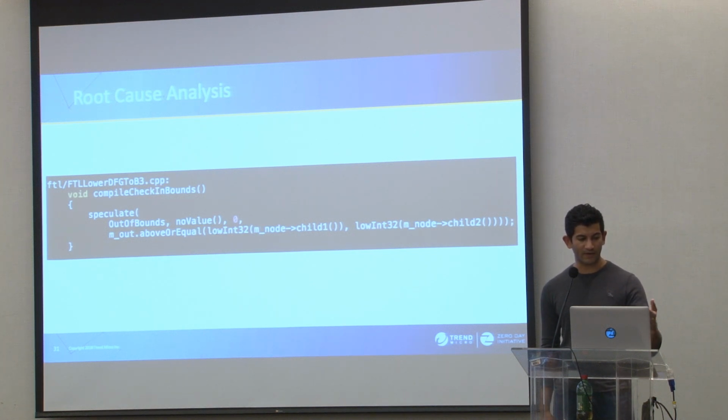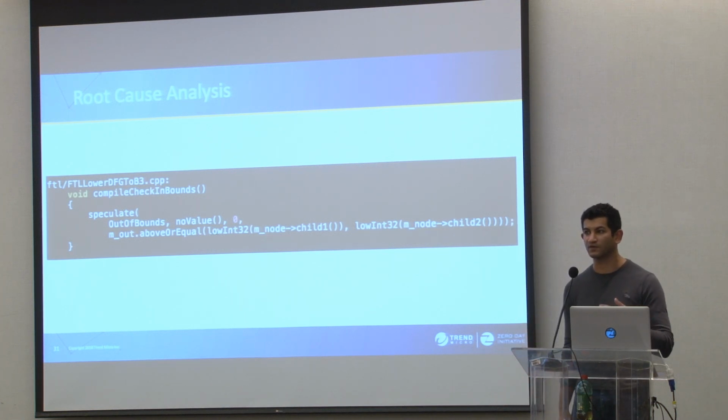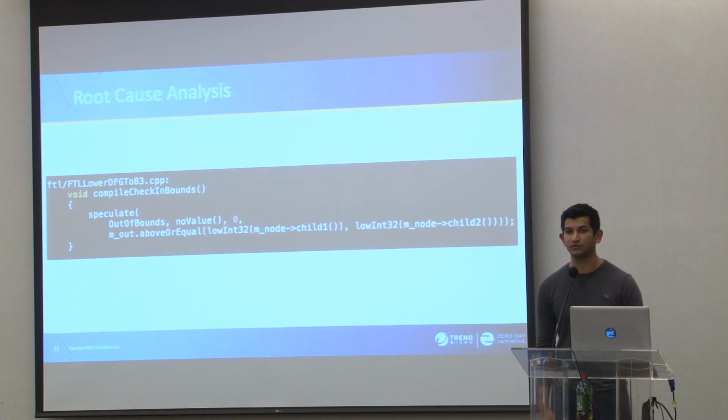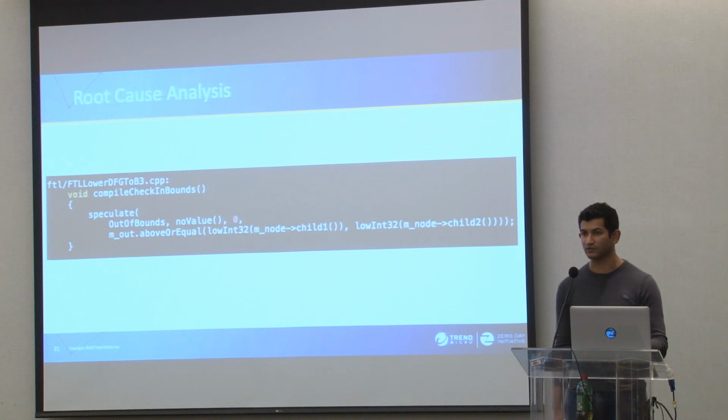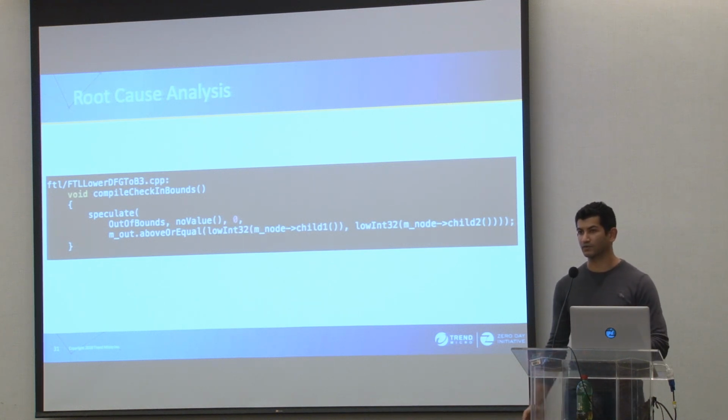We see compile check-in bounds. It has speculate, so it speculates out of bounds if the length is above or equal to the size of the array. And for those who spend a lot of time doing any sort of assembly, above or equal is the unsigned way of handling anything. But if you were paying attention during the overview where I was talking about the FTL, you'll remember that the FTL only deals with signed integers. The above or equal operation actually gets converted into a greater than or equal to operation.